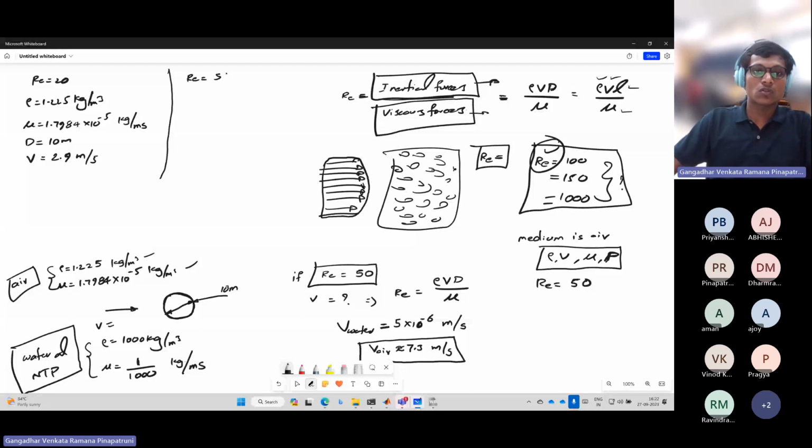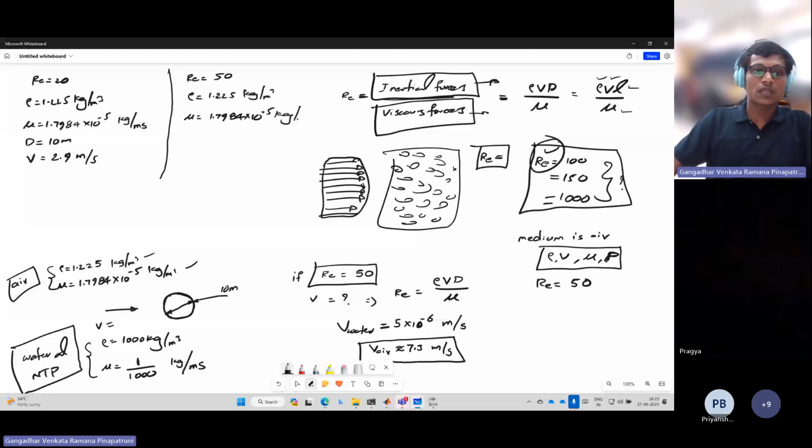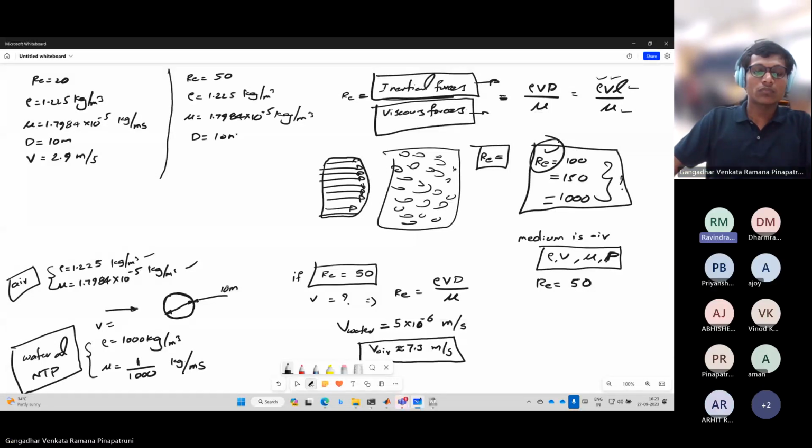Okay, so this is also a very low value, sir. Same case as last time: I calculated the velocity with 1.7984 and I had not considered the 10 to power minus 5. Okay, sir, got it. I understand. Sorry, sir, I forgot the 10 to power minus 5.